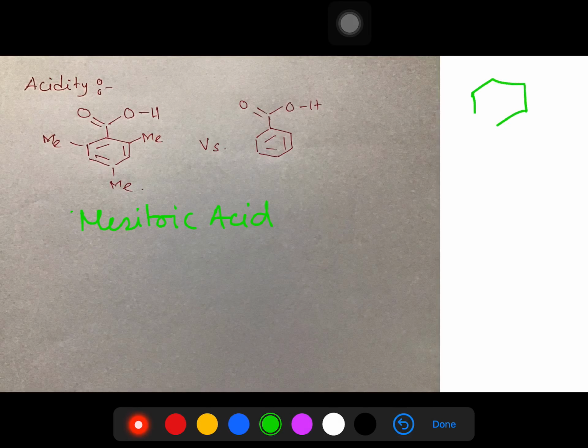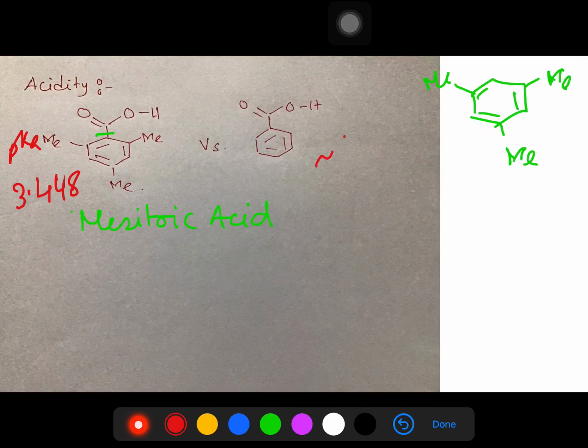Actually this nucleus, look at this, this is mesitylene, 1,3,5-trimethylbenzene. Okay, mesitylene, and this is attached to a carboxylic acid. Now this is benzoic acid, which we commonly use, that's why I introduced this example. Now if you look at the pKa of these two acids, mesitoic acid has a pKa around 3.448, whereas benzoic acid has a pKa around 4.2, and you know that acetic acid is 4.7. So that's not in our discussion.